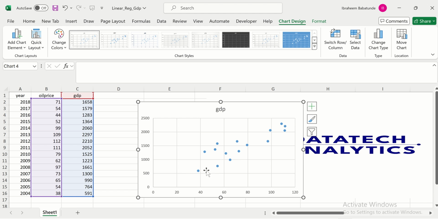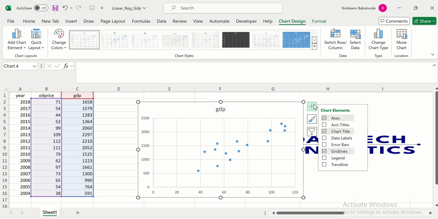Now, if you look at it, you can see that it is actually a positive relationship. That is, when the oil price increases, the GDP is also going to increase. That is the implication of this, and we can check for this. You can just go to this chart element, then you go to trendline. You can see the fitted line, and you can see that it actually slopes upward.